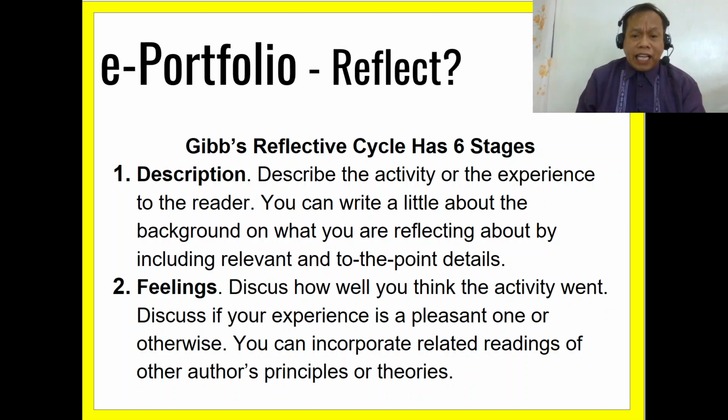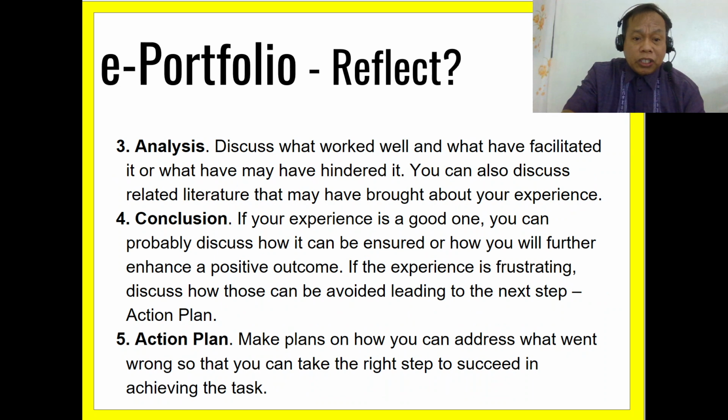How do you do reflections? Okay, Gibbs has six stages in making reflections. The first is that you describe the activity or the experience to the reader or to your teacher. You can write a little about the background on what you are reflecting about by including relevant and to the point details. And then you include there your feelings, how well you think the activity went, if it is pleasant or otherwise. You can incorporate related readings of other authors' principles or theories.